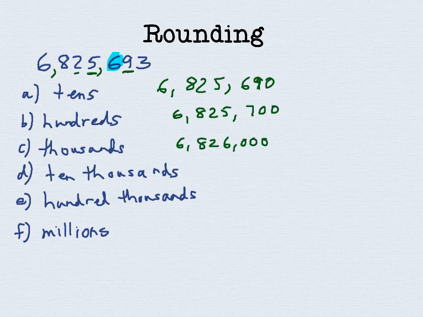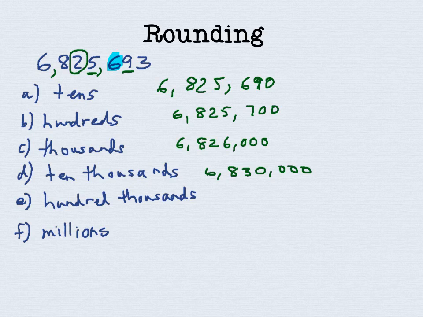10,000s, that's the 2 digit. The next digit over is a 5, and the rule is 5 or greater, it rounds up. So it becomes 6,830,000, with zeros holding the place of all rounded digits.